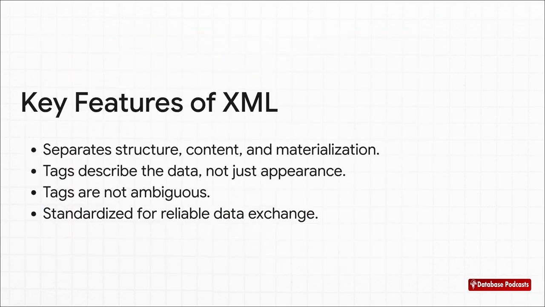So, what made XML the perfect tool for the job? Well, first, it created a clean separation between the data structure and how it was actually displayed. That was huge. Second, its tags were all about meaning. See, an HTML tag like B just tells a browser, make this text bold. But an XML tag like price tells any system, hey, this number right here, this is the price. The tags describe the data, not how it looks. Plus, they weren't ambiguous, and because it was a real standard, everyone could trust it.